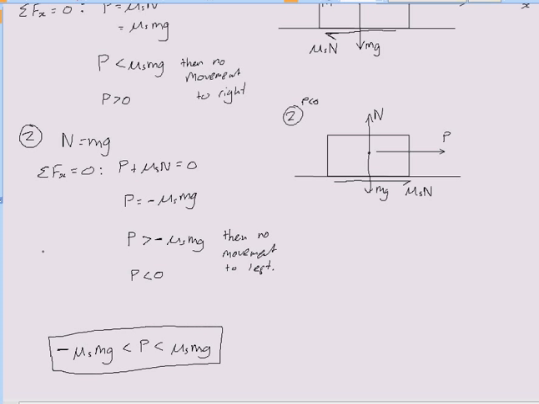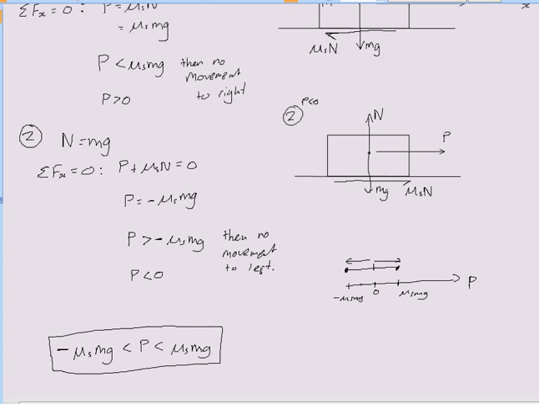In fact, you could even draw this on a number line and map out every value of P. So this is a one-dimensional axis, and this could be mu_s mg, and this could be minus mu_s mg, and this would be 0 right here. The values for which the block doesn't move would be in between here and here. This would be for the first case, and this would be for the second case.